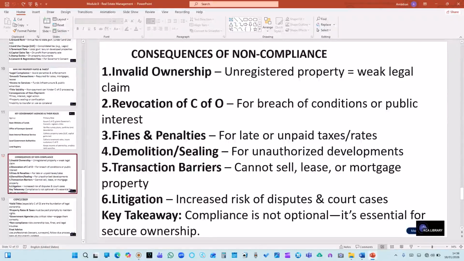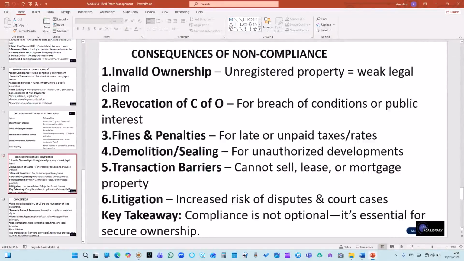Then another consequence is demolition and sealing. So government may decide to demolish your property or seal the property for a period of time. Then transaction barrier. So when you fail to comply, the property cannot be sold, leased, or mortgaged. Another consequence is litigation, which is increased risk of dispute or court cases. So people may encroach on the land and there may be a high risk of dispute as well as court cases.